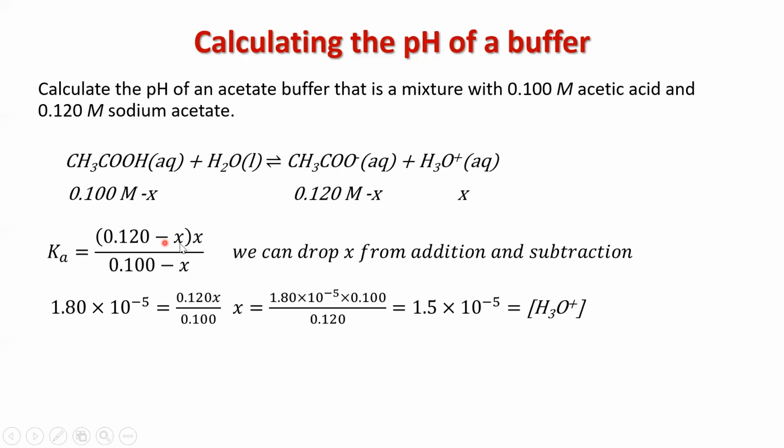Now, because we're getting rid of this X here and this X here, we have 1.80 times 10 to the minus 5 equals 0.120 times X divided by 0.100. So we're going to multiply both sides by 0.100 and then divide both sides by 0.12, and that'll leave us with X. X equals 1.5 times 10 to the minus 5, and that's the hydronium ion concentration. We can calculate the pH. We take the negative log of the hydronium ion concentration, and the pH of this buffer solution is 4.82. It's an acidic buffer.